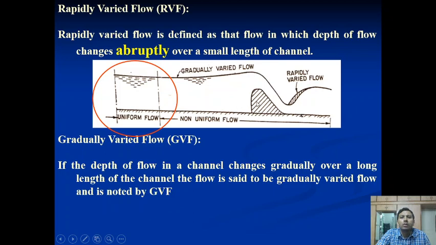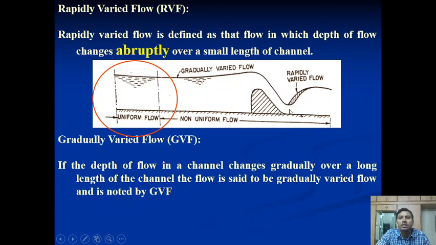So here we say that the water rising at the upstream side of the hydraulic structure is gradually varied flow, and at the same time the water we observe at the downstream side is rapidly varied. So we are defining here that rapidly varied flows are defined as that type of flow in which the depth of the flow changes abruptly. Remember this keyword very carefully: abruptly. It means it changes over a shorter length.